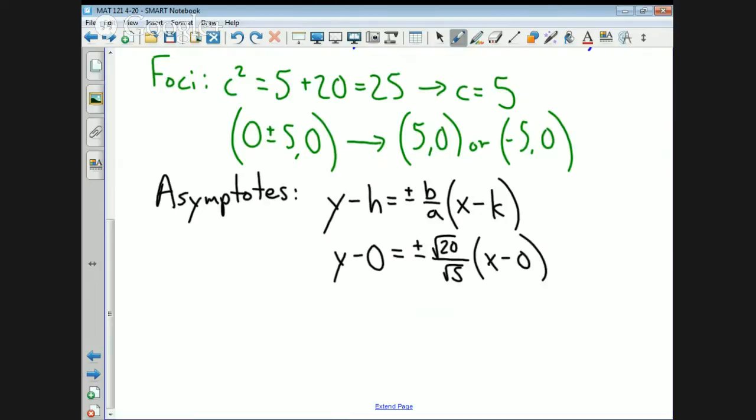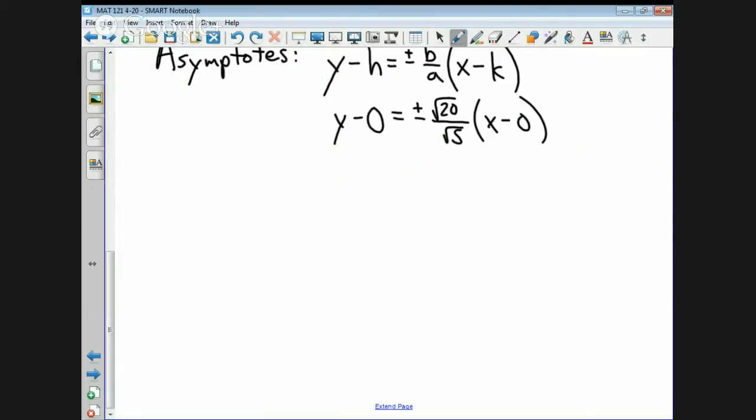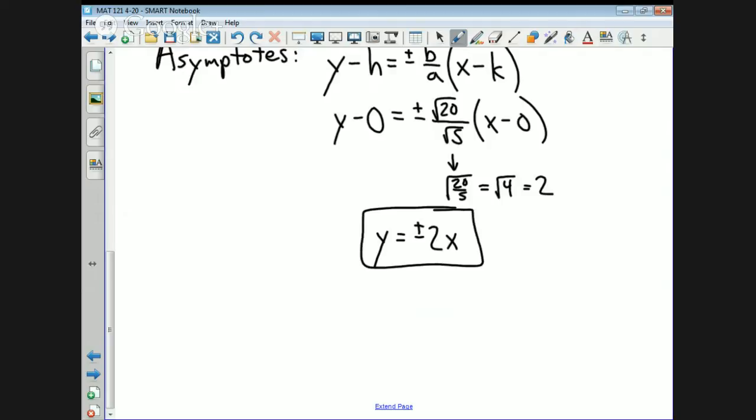Now for those who love to simplify, good, because you should do that here. Remember that if you have the same root in numerator and denominator, you can put the whole thing under that common root. And 20 divided by 5 is 4, so the square root of 4, which actually ends up equaling 2. So now we'll have y equals plus or minus 2x, getting rid of the minus 0, because that really doesn't help us much. And that becomes the equations of our asymptotes. y equals positive 2x and y equals negative 2x.